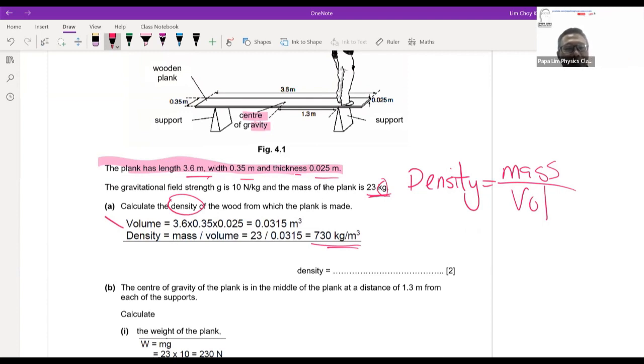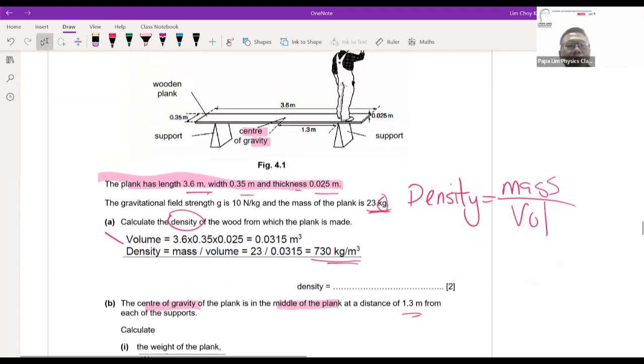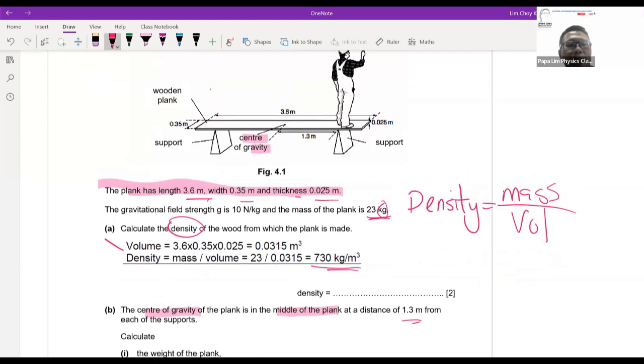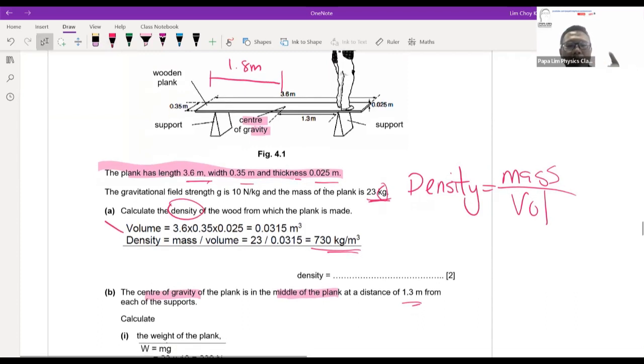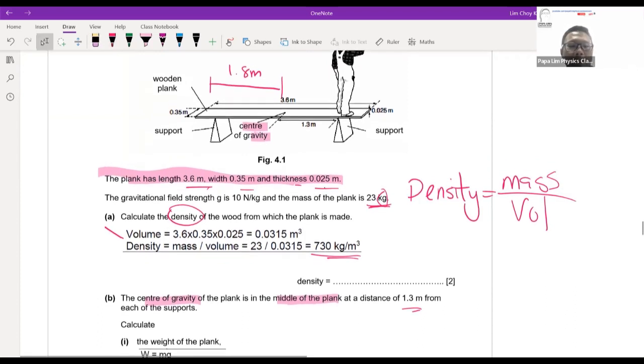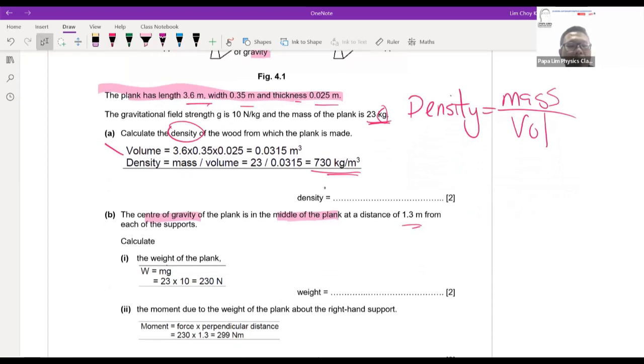Now the center of the plank. Based on this information, the center of gravity is at the middle of the plank. Remember the whole length is 3.6 meter, at a distance of 1.3 meter from each support, which means that this segment here is actually 1.8 meter. Whether it's useful or not, I do not know yet, but I do know that the middle of the plank is 1.8 meter.